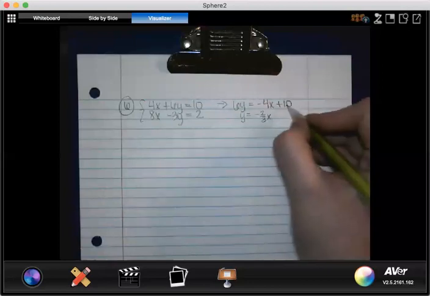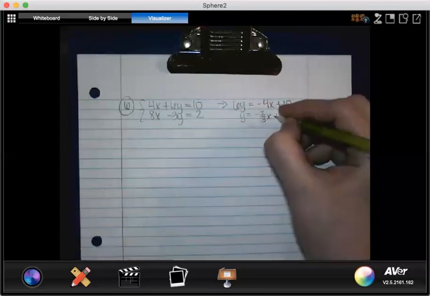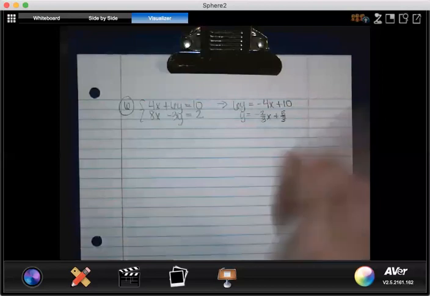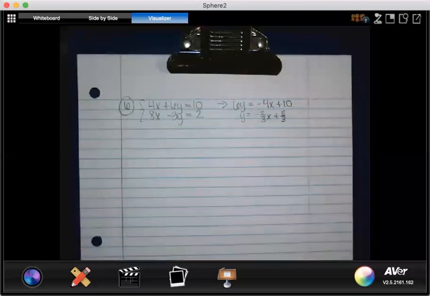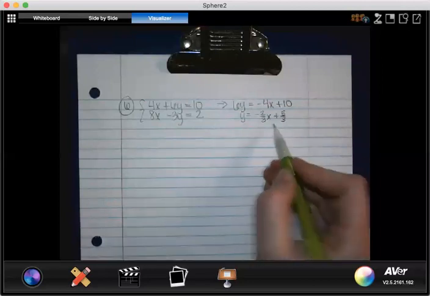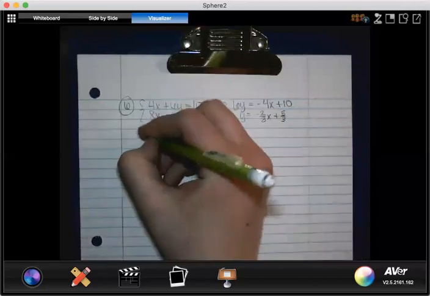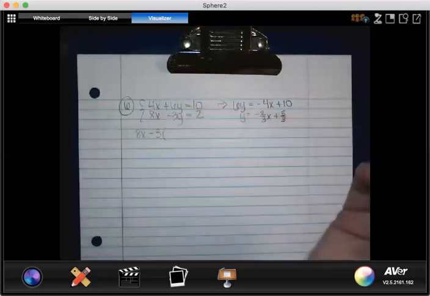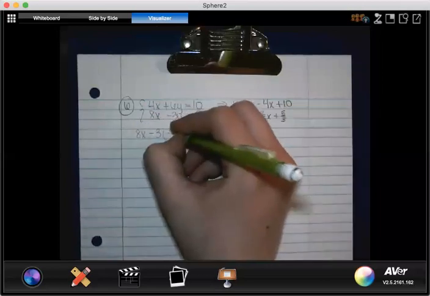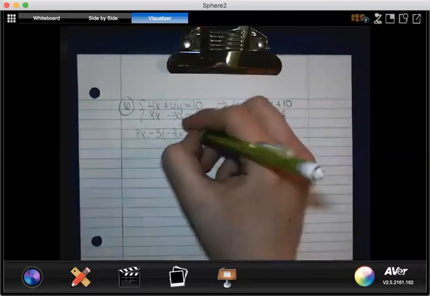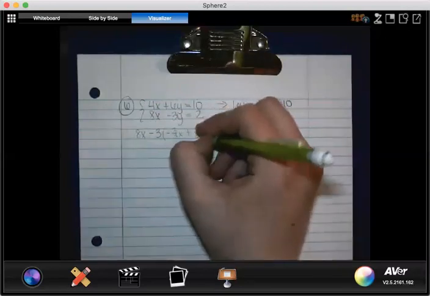And 10/6 would simplify to 5/3. Okay, so we are working with lots of fractions here. So now we're going to substitute this y back in. So we have 8x minus 3 times negative 2/3 x plus 5/3 equals 2.